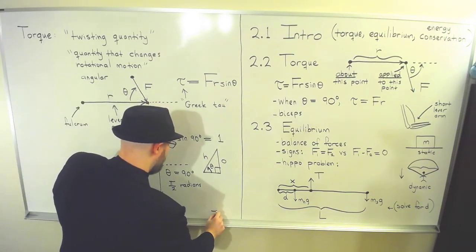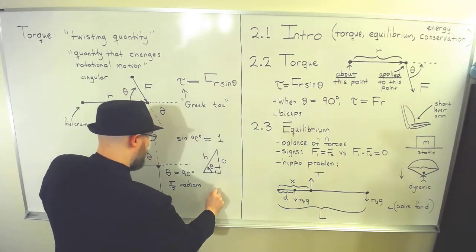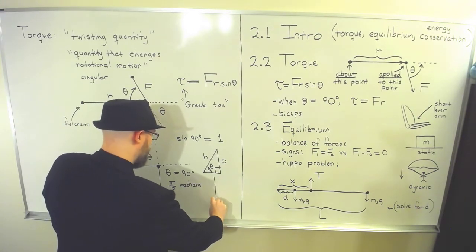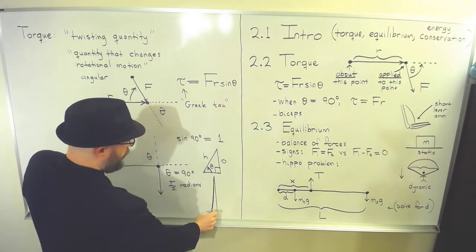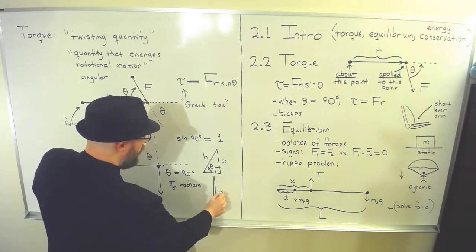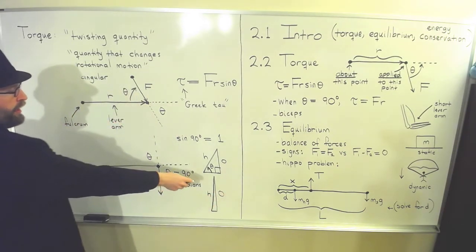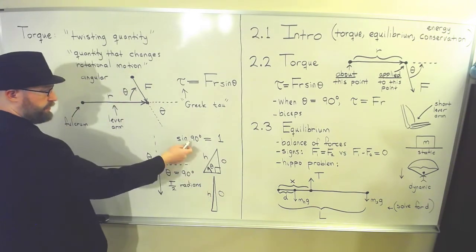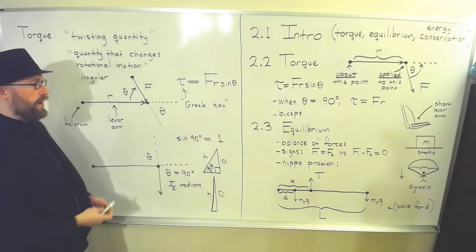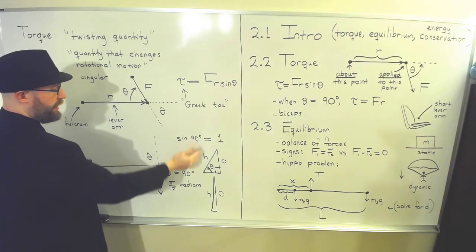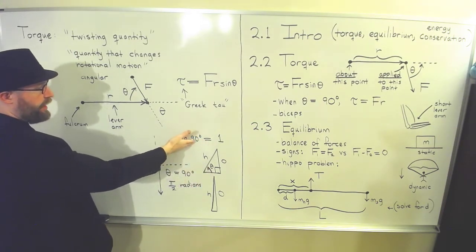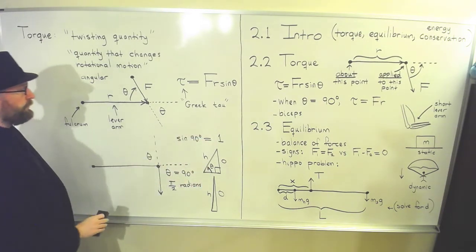say I draw it to where it's like this, where the angle there is very nearly 90 degrees. The opposite is very nearly the same size as the hypotenuse. And so the opposite over the hypotenuse, which is the sine, is very close to 1. So when it gets to 90 degrees, the sine of that angle is exactly 1.